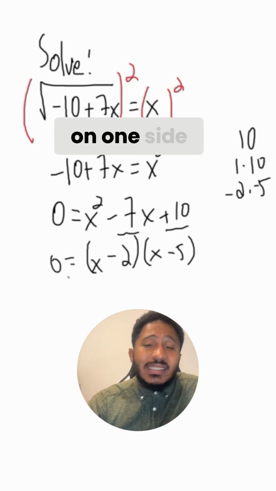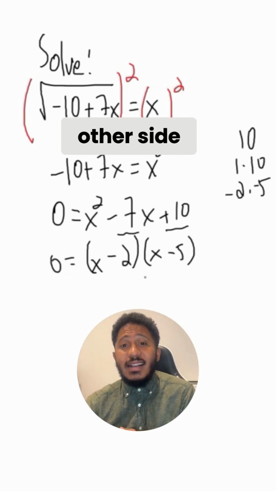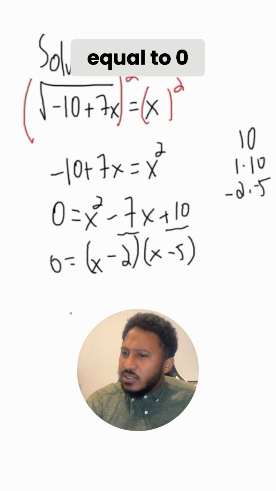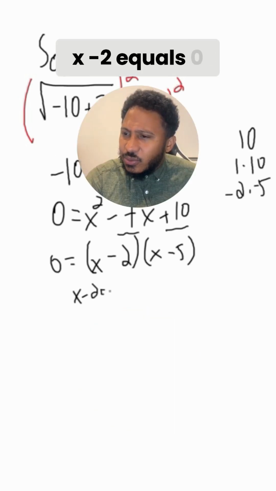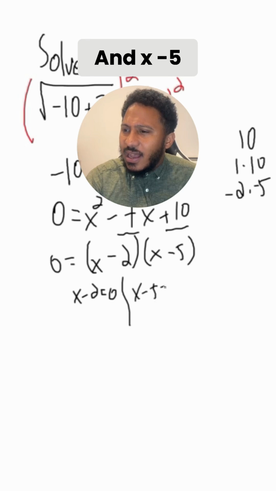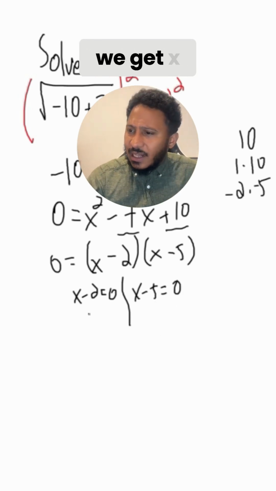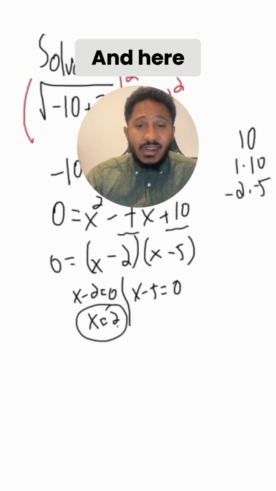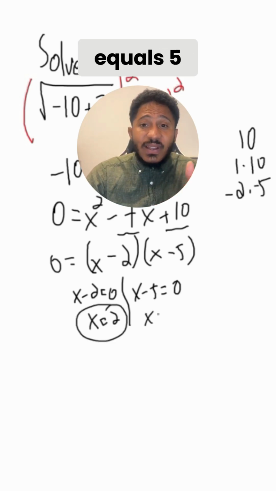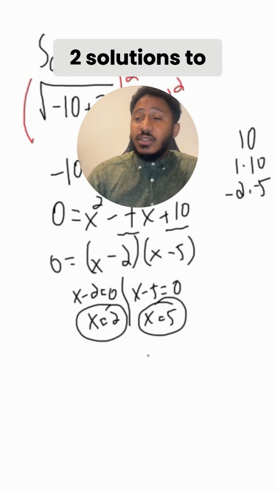So we get 0 on one side, we factor the other side, and now we set each factor equal to 0. So here, x minus 2 equals 0, and x minus 5 equals 0. And we solve each of these equations separately. So here, adding 2 to both sides, we get x equals 2. And here, adding 5 to both sides, we get x equals 5. There we go. And those are my two solutions to this equation.